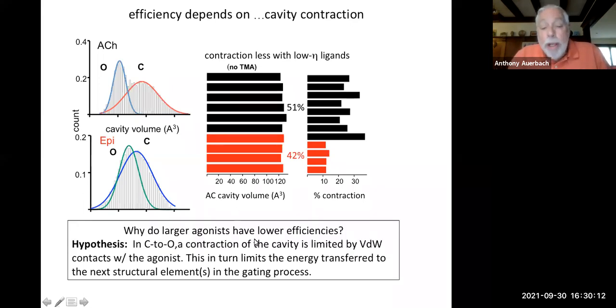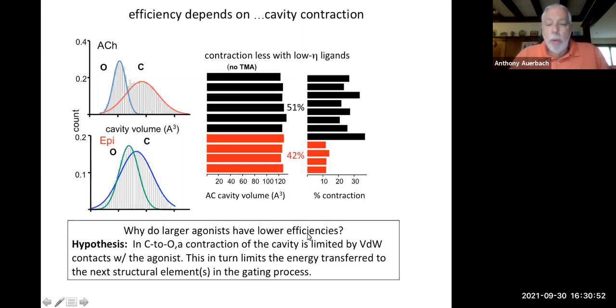So why do larger agonists have low efficiencies? This is our hypothesis. We haven't tested it yet. In C to O, the contraction of the cavity is limited by van der Waals contacts with the agonist. That is, there's steric bumping with the agonist, and this in turn limits the energy transfer. The contraction of the pocket is somehow correlated with energy transfer to the rest of the gating machinery. So limiting the pocket contraction limits the energy transfer to the next steps in the gating process. That's our hypothesis, and it can be tested through molecular dynamics simulations.